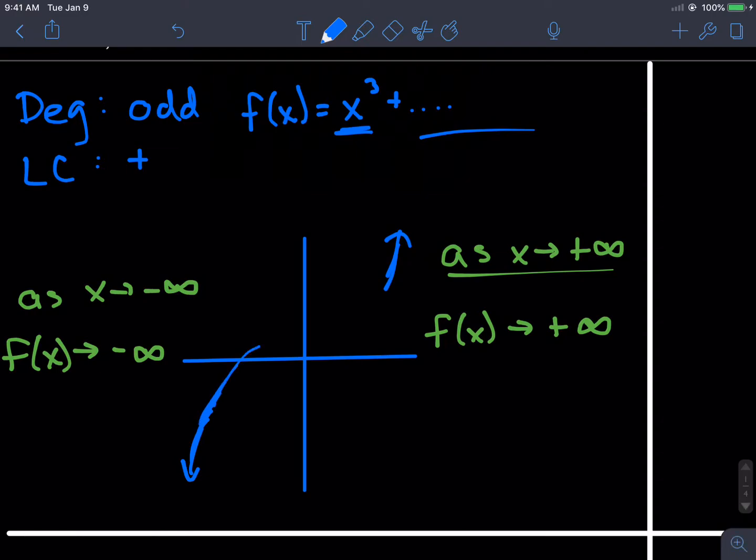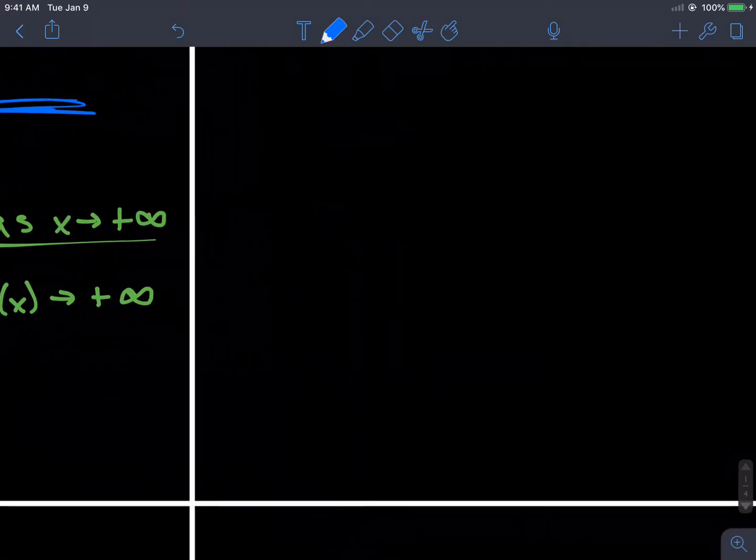Now lots of different and interesting things could happen in the middle, and that's what is affected by all those other terms. But as far as the end behaviors, that's entirely up to the degree and the leading coefficient. Okay? So let's look at the next case.